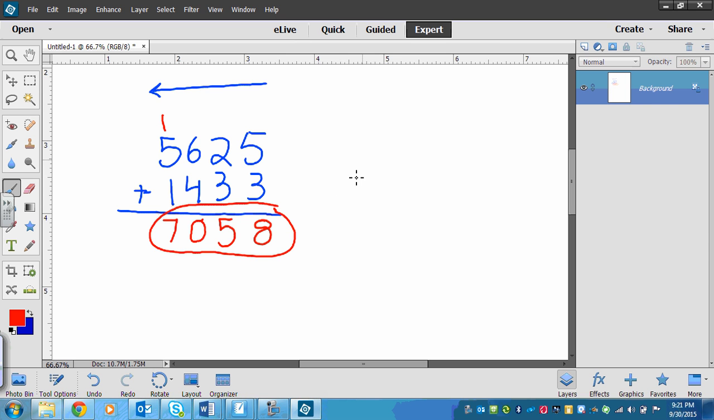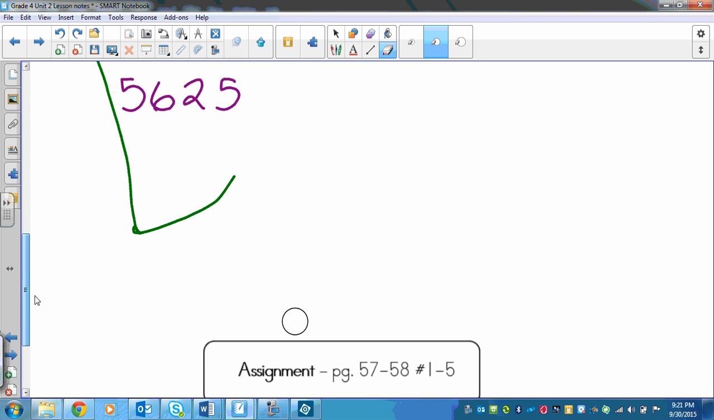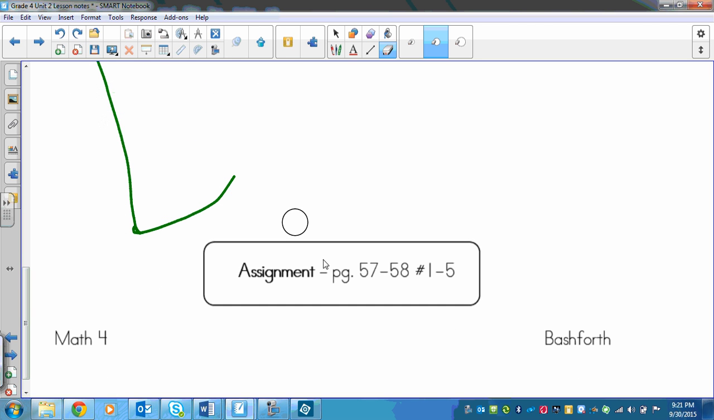So if you would like to practice with both strategies, then you can do that. If you'd like to just use one of the strategies, you can do that too. It's up to you. But please go to your desk and complete your assignment now, which is down here. Page 57 to 58, number 1 to 5.